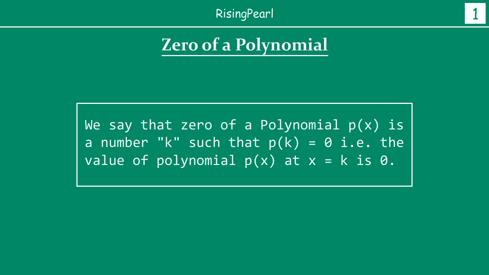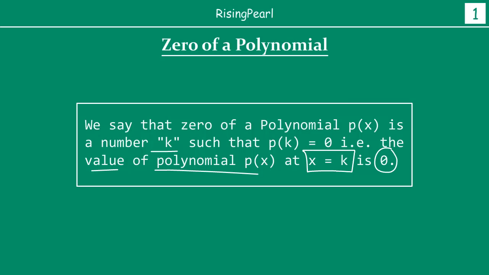Now if you recall friends, we say that zero of a polynomial p(x) is a number k such that p(k), that means the value of the entire polynomial p(x) at k. In the last episode we looked at how we find the value of a polynomial. So we say zero of a polynomial is a number k such that p(k) equals 0. That is, the value of the polynomial p(x) at x equal to k is 0.